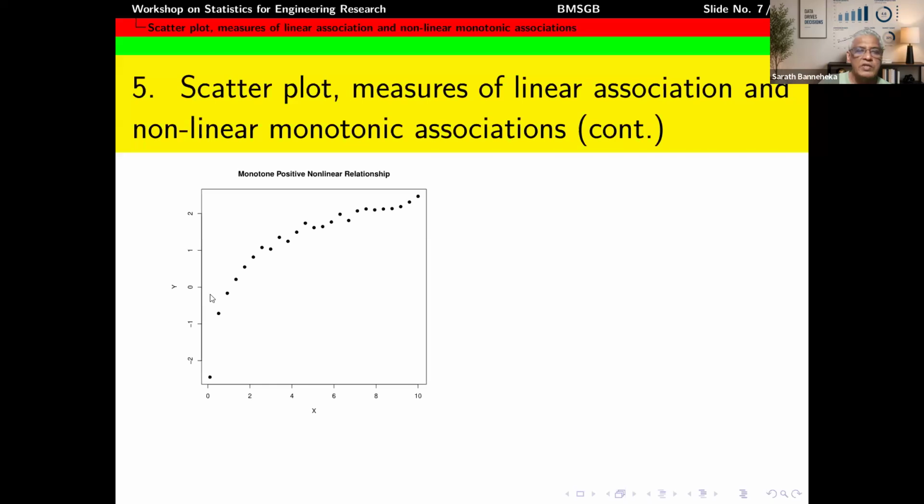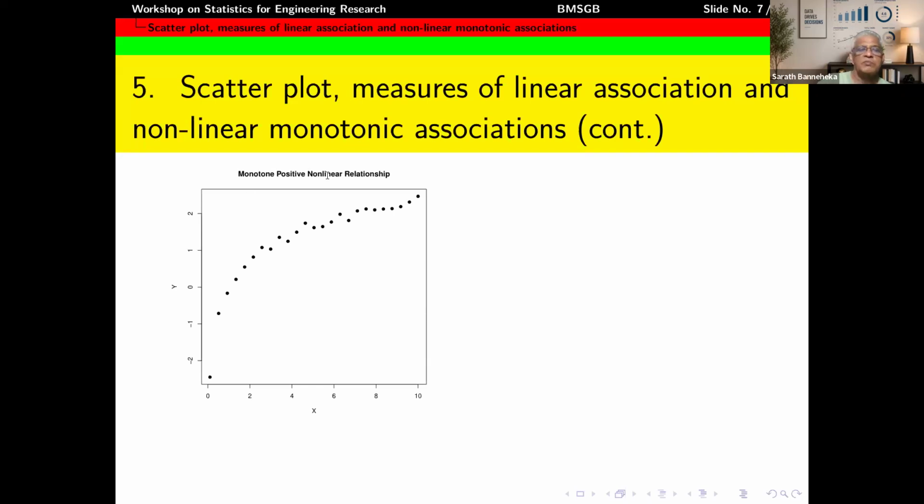It's not like that here. If you draw any straight line here, all these points for a certain region will be below the straight line, and all these points will be above the line. So it's not possible to consider it a straight line relationship. Therefore, I'll call it a monotone, positive, non-linear relationship. Monotone means they are increasing in general, in the same direction. Positive is going up, therefore positive.